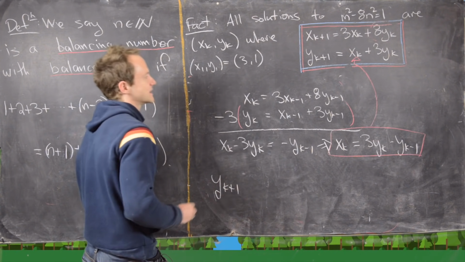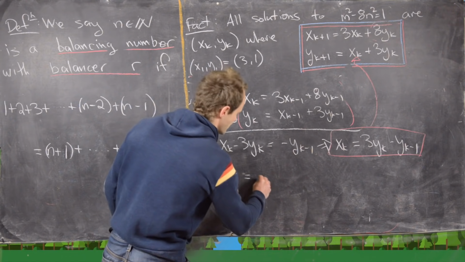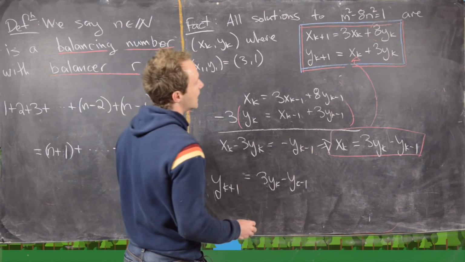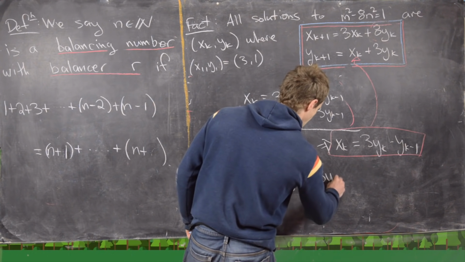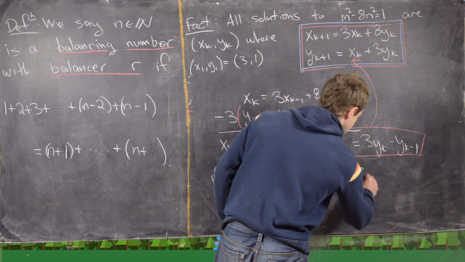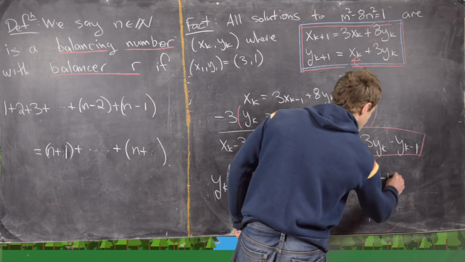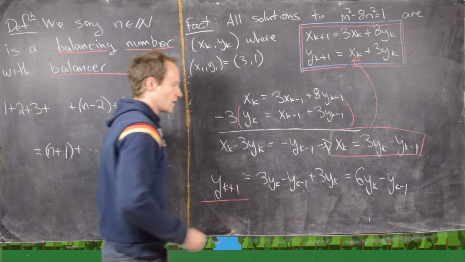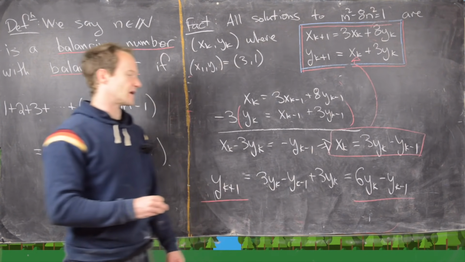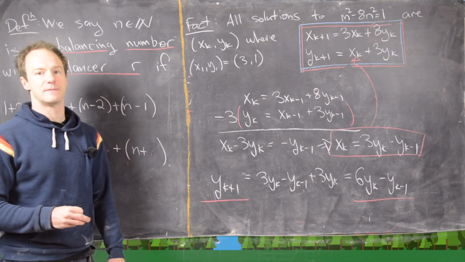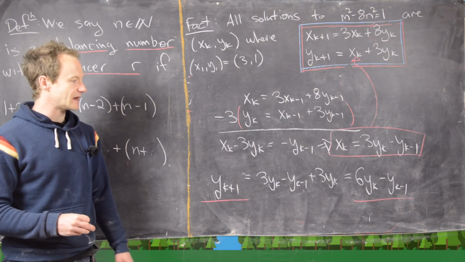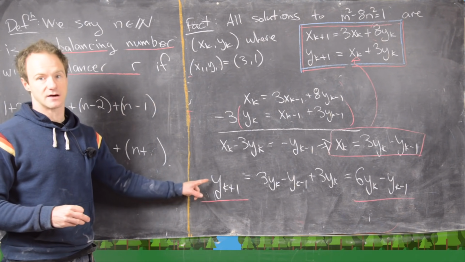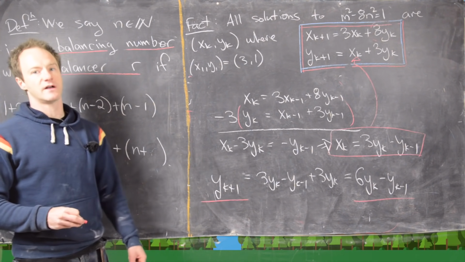So we have y_{k+1} equals 3y_k minus y_{k-1}, and then plus 3y_k. So in other words, we have 6y_k minus y_{k-1}. And then recall that the y parts were giving us our balancing numbers, so we have this two-step recursion for the balancing numbers. So I'm going to clean up the board, then I'll bring this to the top, I'll rename these as balancing numbers, and then we'll move on from there.